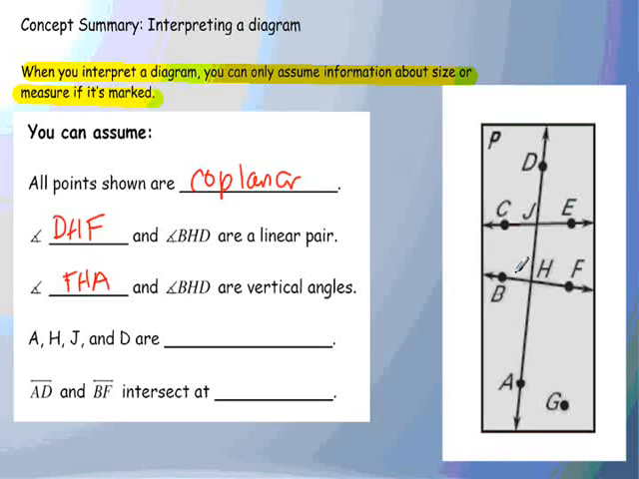And then AHJ, which is this point right here, the intersection of those two lines, and H is this point right here, and D, those are all on the same line, therefore they are all collinear. And I know that AD and BF intersect at point H, because it's clearly shown on the diagram.